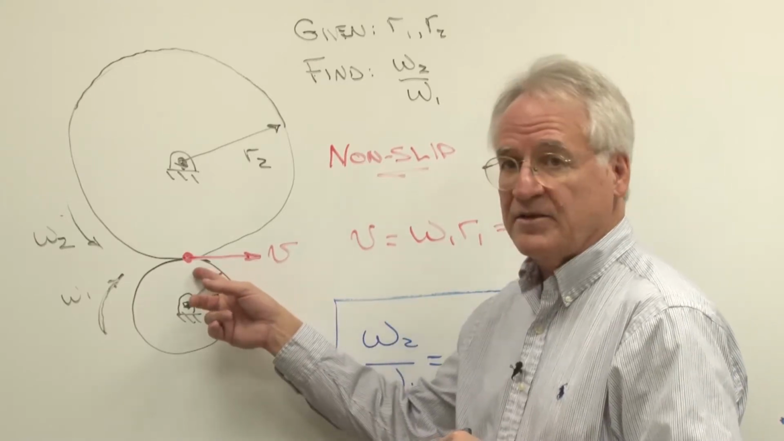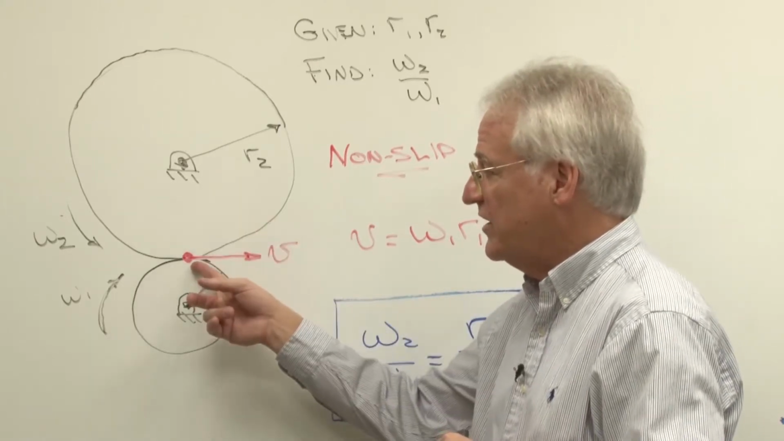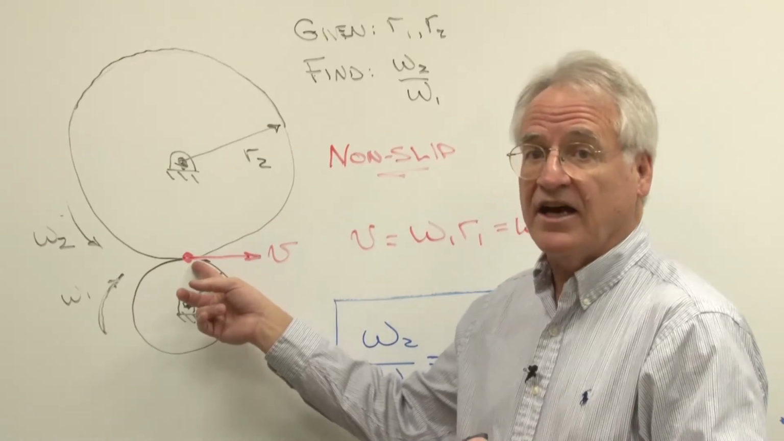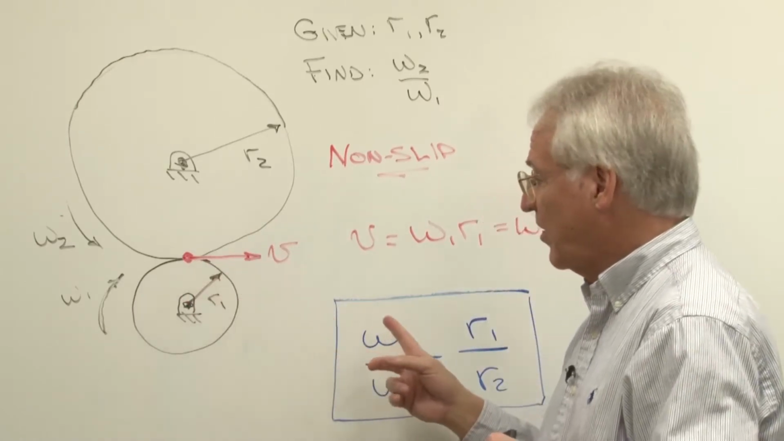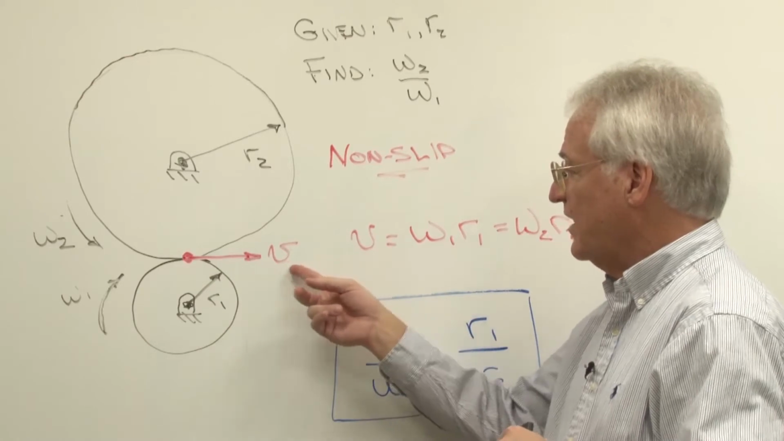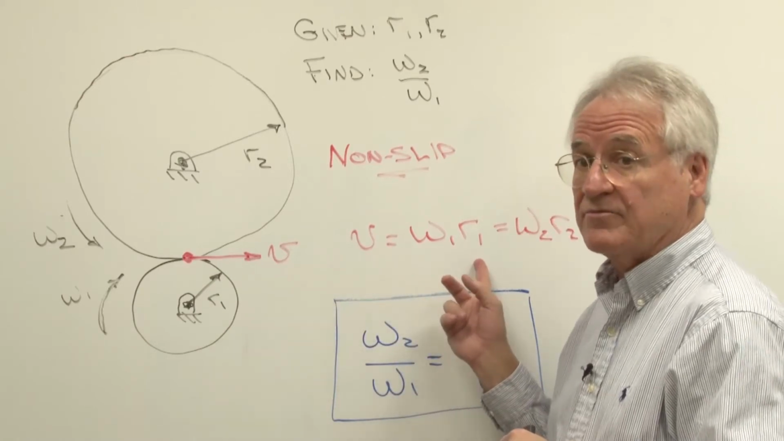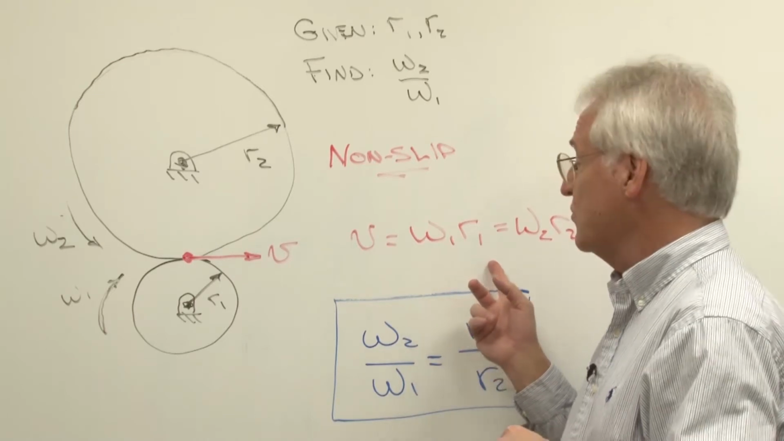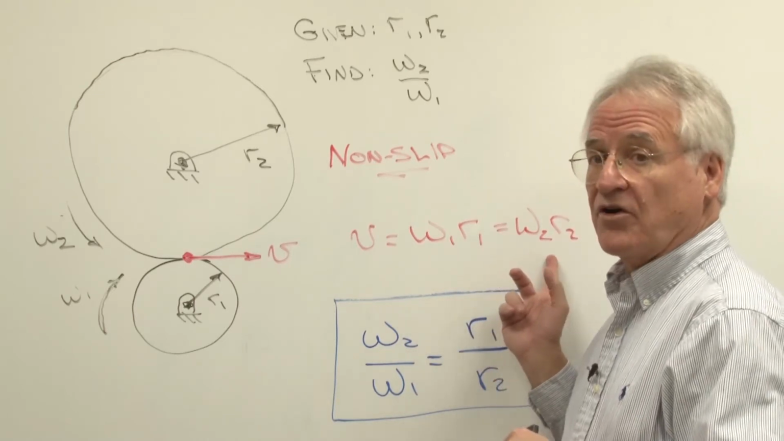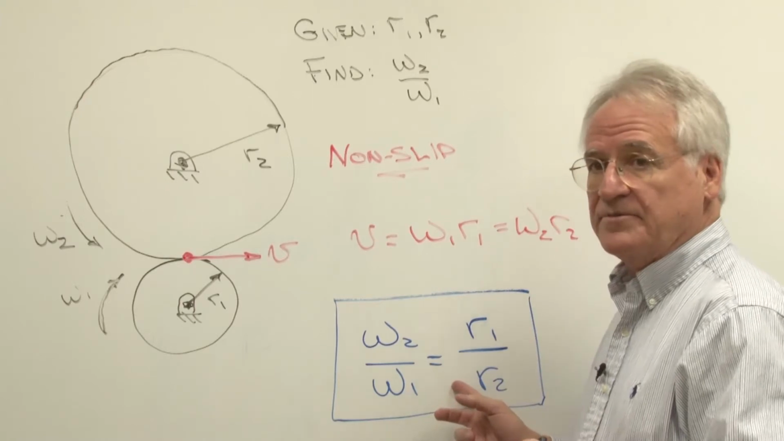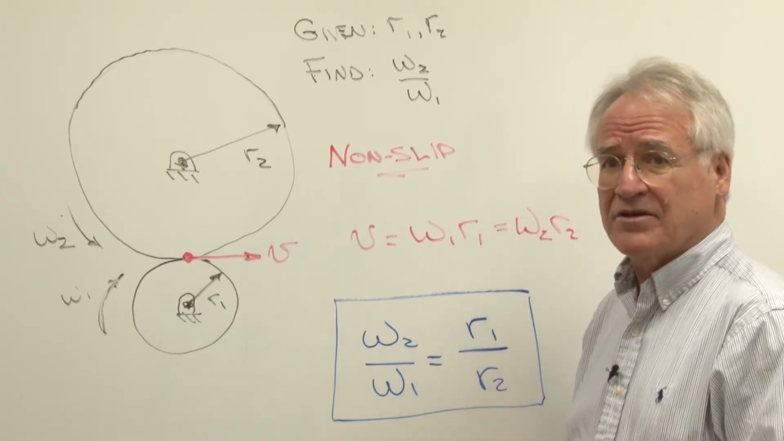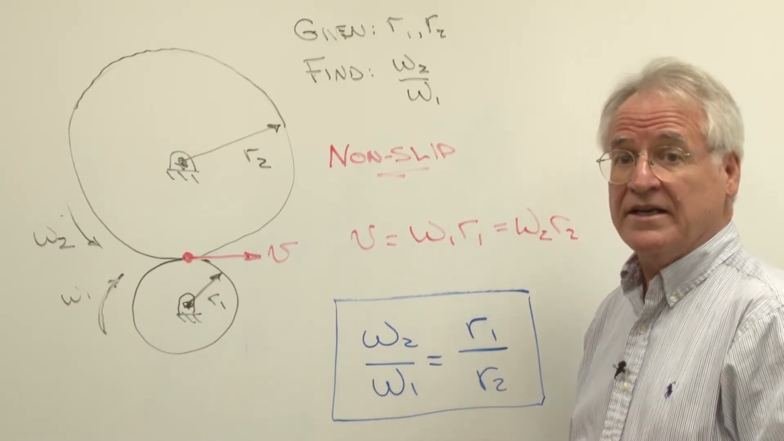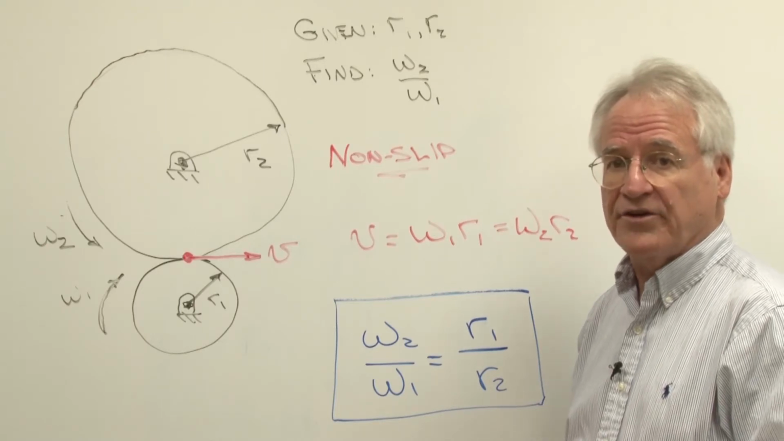Second, recognize the point of contact in between the two gears and calculate that velocity. In terms of R1, clearly this velocity is omega 1 times R1, and that same velocity is equal to omega 2 R2. A little bit of algebra, and you have the result. Omega 2 over omega 1 is equal to R1 over R2.